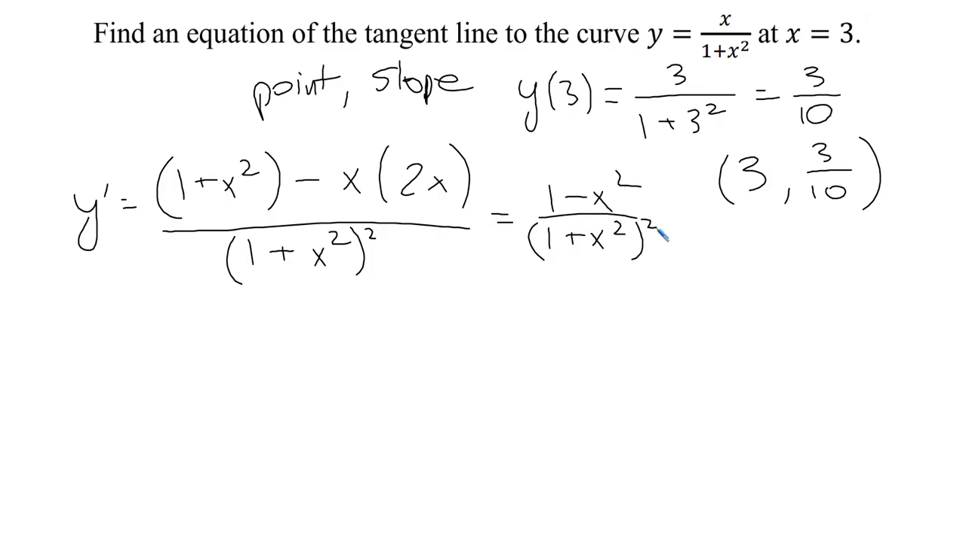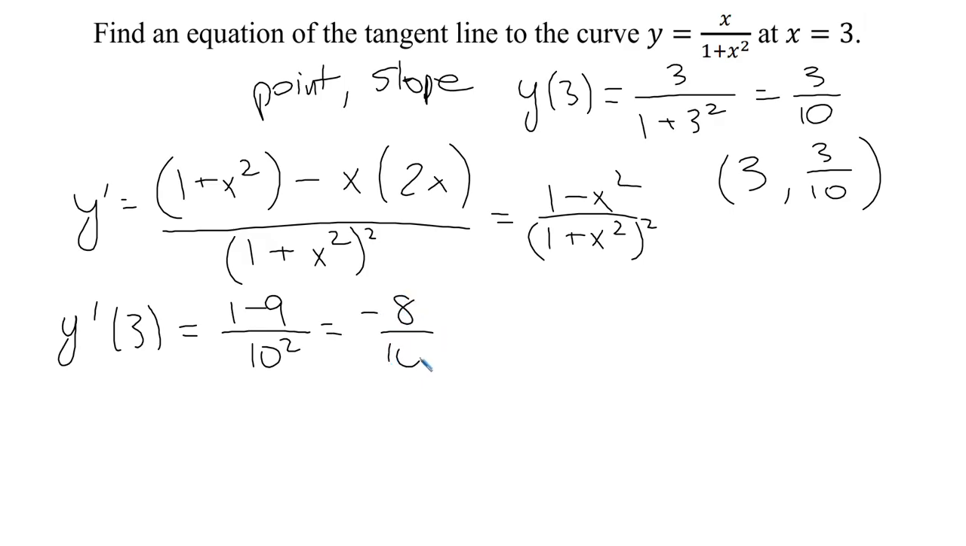We can then just go ahead and evaluate that at 3. If we plug in 3, we have 1 minus 9 in the numerator, and in the denominator, we have 10 squared. So that'll be negative 8 over 100, which simplifies down to negative 2 over 25. So that's our slope for our tangent line.